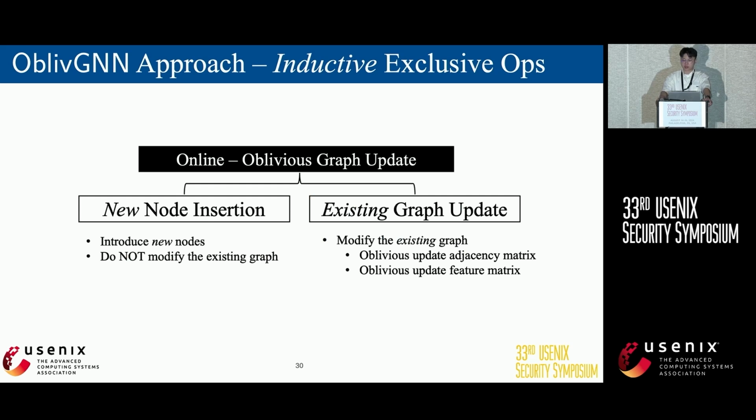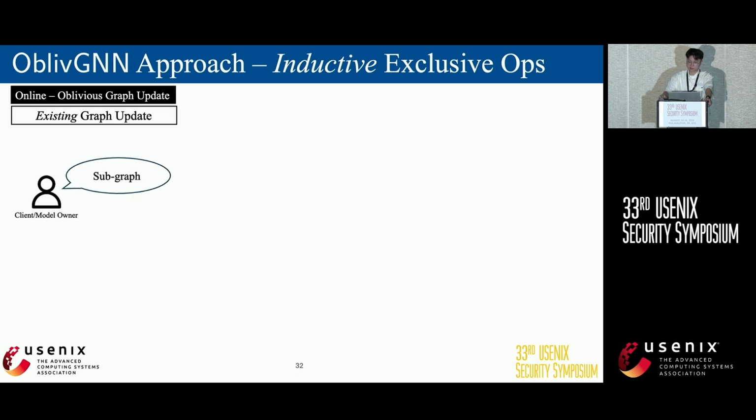For the inductive setting, we have two more operations. The first one is the insertion of new nodes. The second is updating the existing graph. And for the node insertion, it's very simple. We just append the new nodes at the end of the adjacency and feature matrix. However, the existing graph update is more complex.